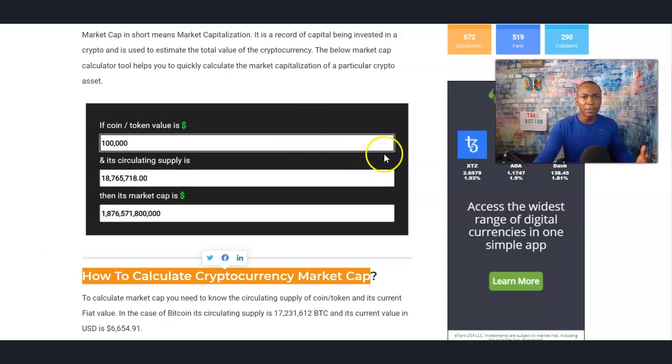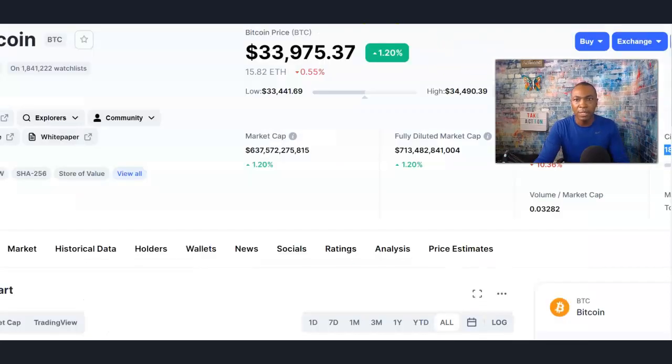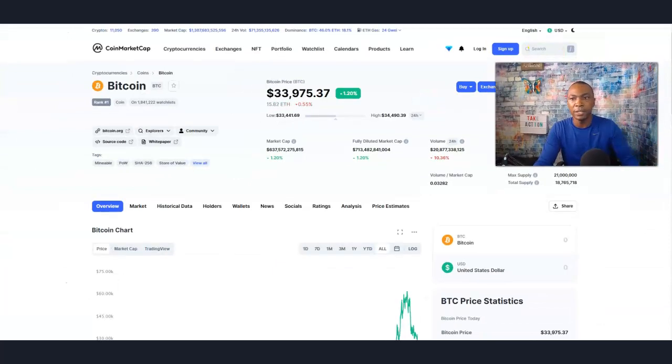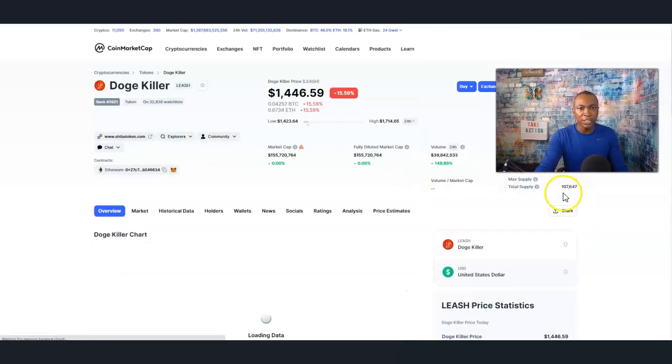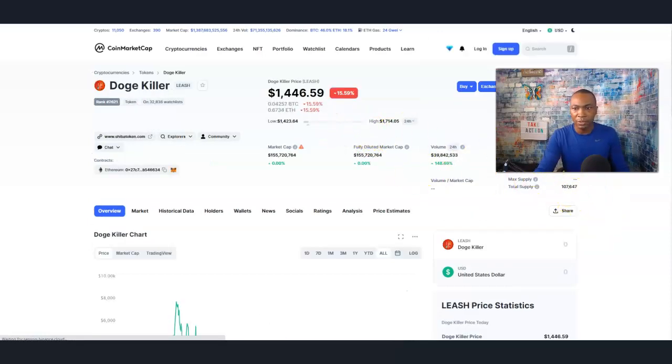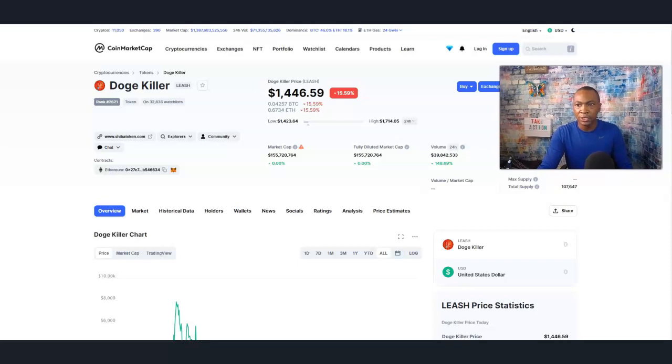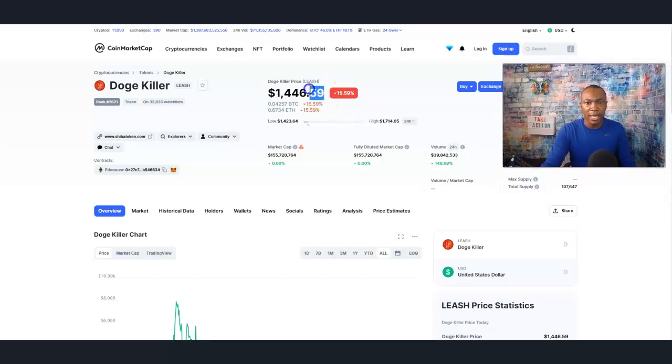So you want to do another one? Okay, let's do another one. How to calculate your cryptocurrency market cap. Let me zoom out here, and we go back and let's do another one here. Let me see if Leash has one. Okay, so let's do Leash.